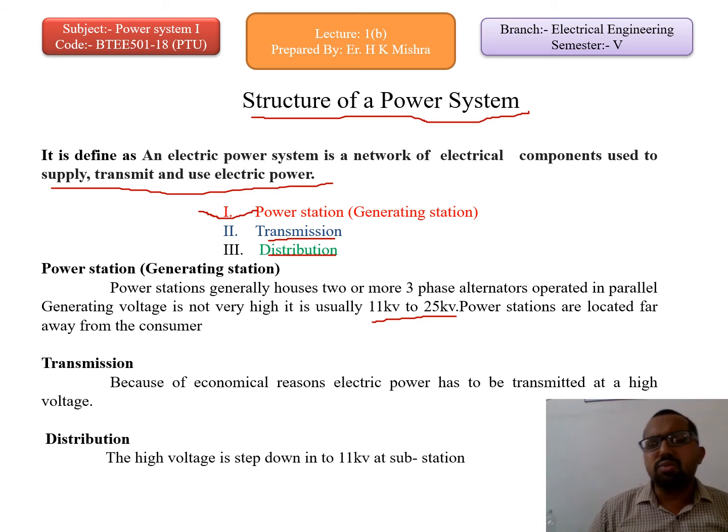Distribution is generally of two types. The first one is domestic distribution, like in our colony where we get the supply; the distribution line is just 11 kV. 11 kV comes in and then it is converted to 400 volt. In our home it will be nearly 230 volt, in three phase star connection. And for particular small industries, the range may be 33 kV.